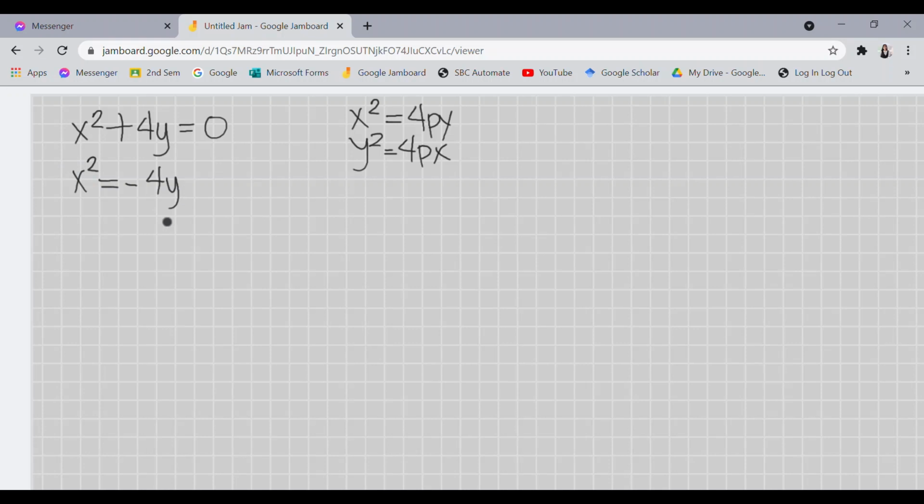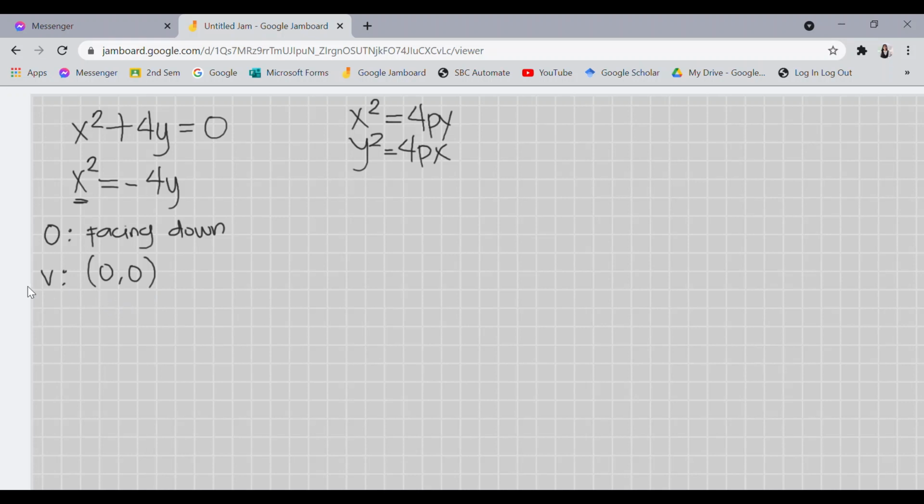Based on this equation, we can identify the orientation. Since x is squared, we can choose from up and down. And since the right side is negative, the orientation will be facing down. Next, since there is no other term or number beside x and y, we can say that the vertex is at the origin, or at (0, 0).